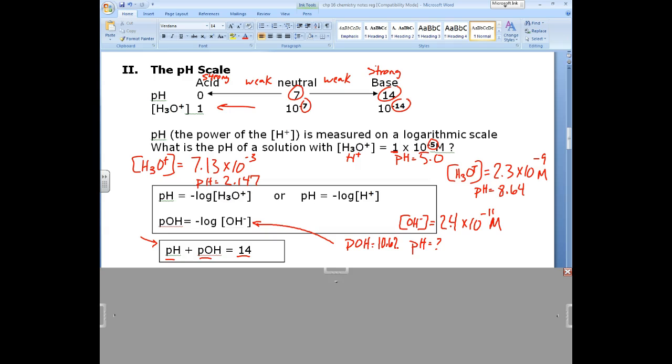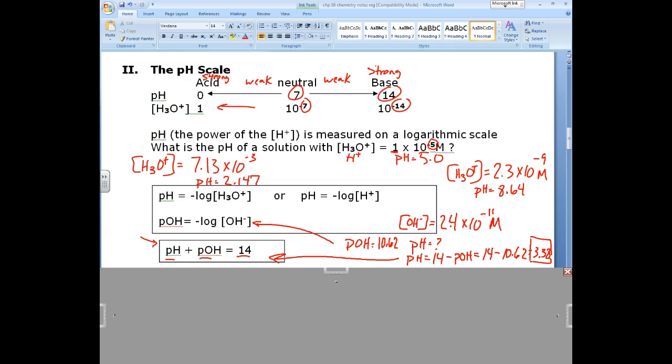So to find pH, what I have to do is use this equation right here. 14 minus pOH will give me my pH. And so I say 14 minus 10.62, and I get 3.38 as my pH, and that would be my answer. And the solution would be acidic because it is less than 7.